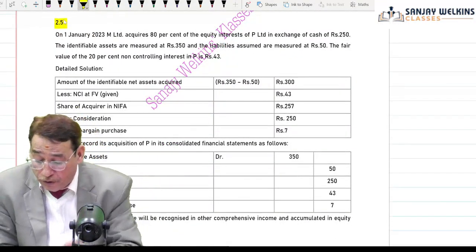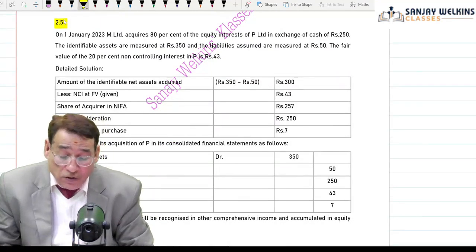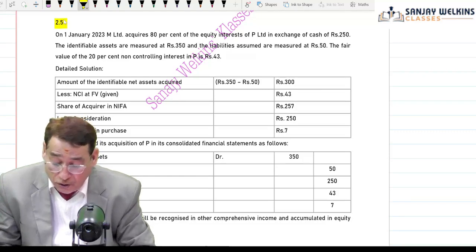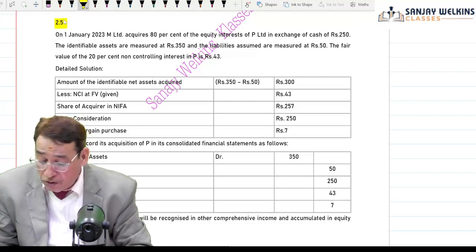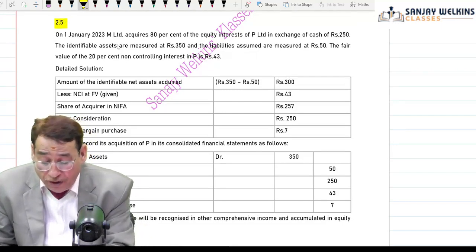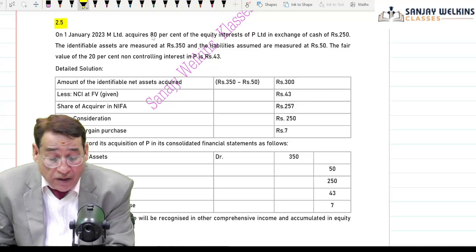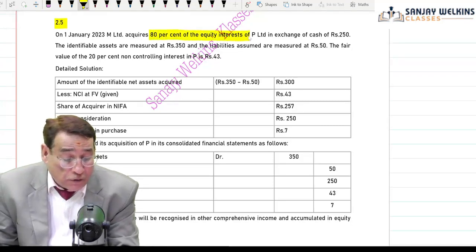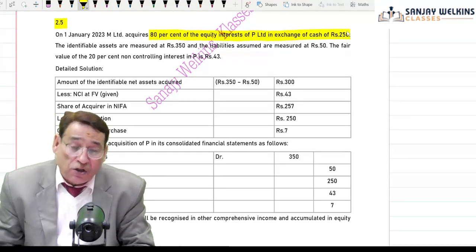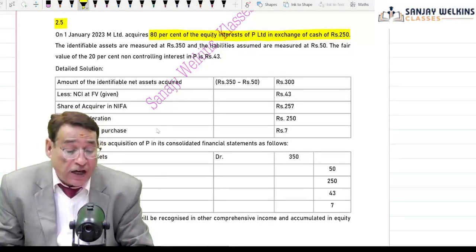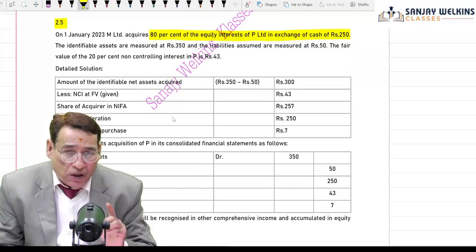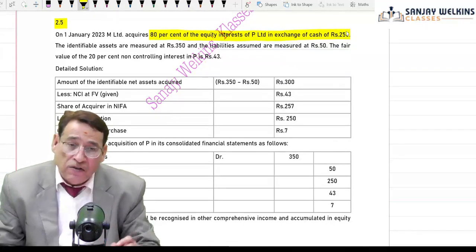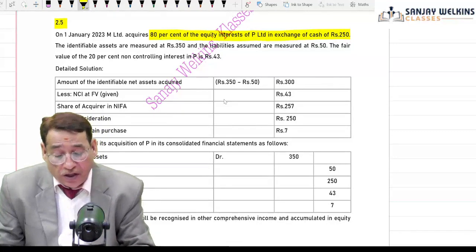Now we move over to 2.5. As far as 2.5 is concerned, this question again should be a cakewalk for you and should not pose you any difficulty. Correct? I think you should be in a position to do this question number 2.5. On 1st of January, M Limited acquired 80% of the equity interest of P Limited in exchange of cash of 250. That means we are acquiring 80% control, number one. Purchase consideration number two happens to be 250.